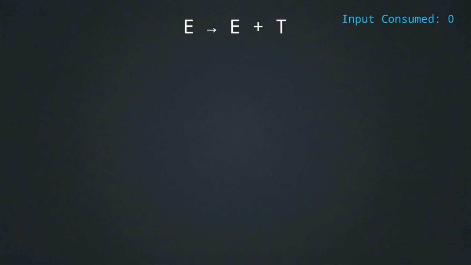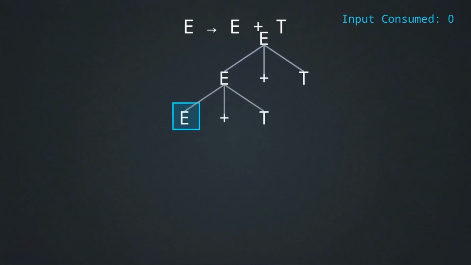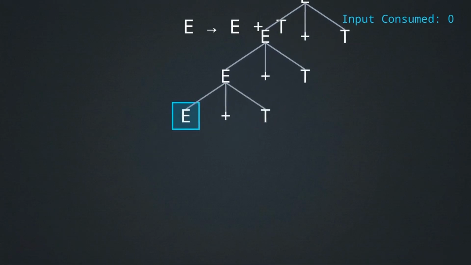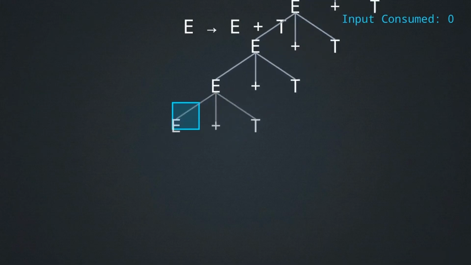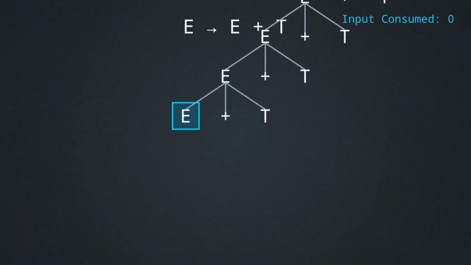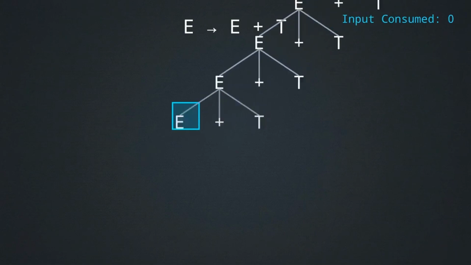Look at this grammar rule. E produces E plus T. It correctly generates mathematical expressions, but watch what happens to a top-down parser. The parser tries to evaluate E, but the first thing it sees is another E. It dives down, substituting E for E plus T over and over, trapped in an endless cycle without ever consuming a single character of input.